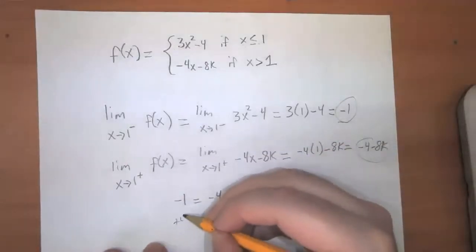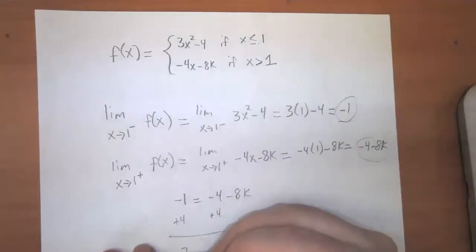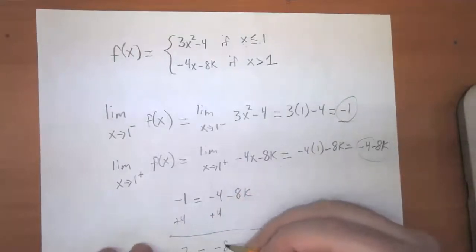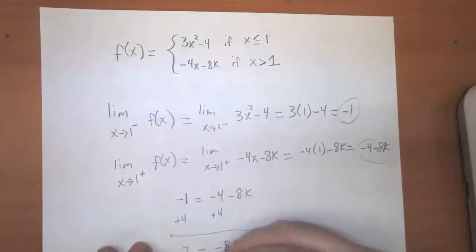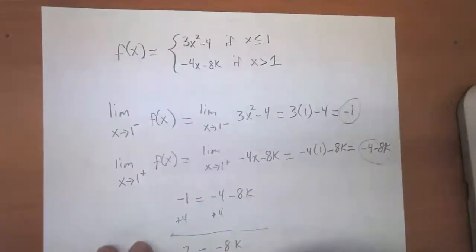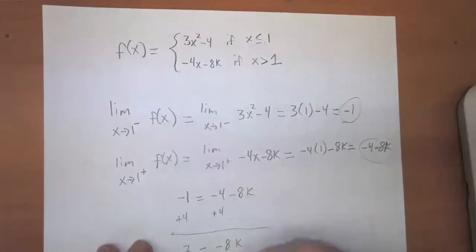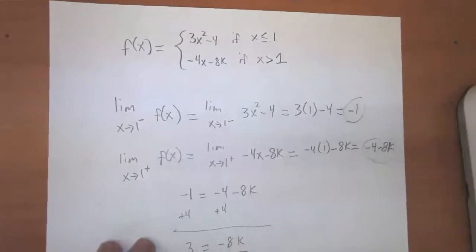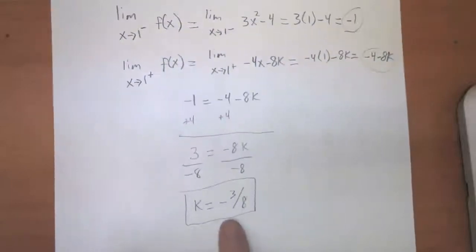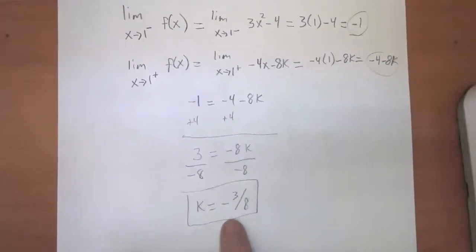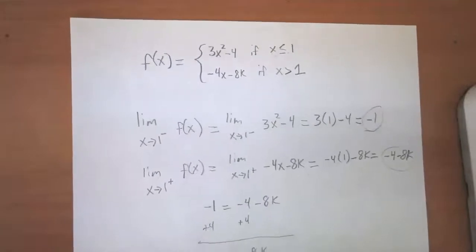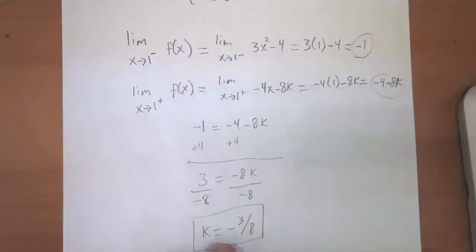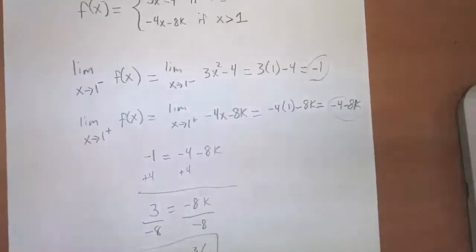All right, and then we can solve this for k. Add 4 to both sides. We get 3 is equal to negative 8k. We divide both sides by negative 8, and we get that k is equal to negative 3/8. All right, so this is the value of k that makes this function continuous. All right, let's double check. Let's go on with the rest of our definition.